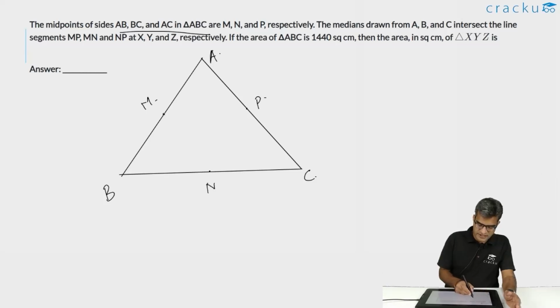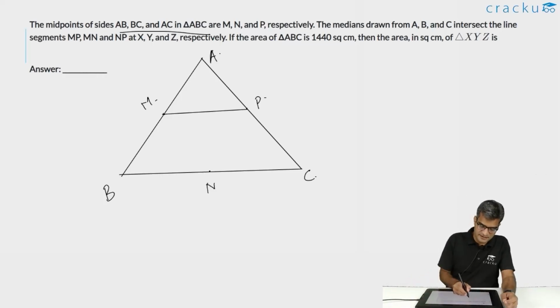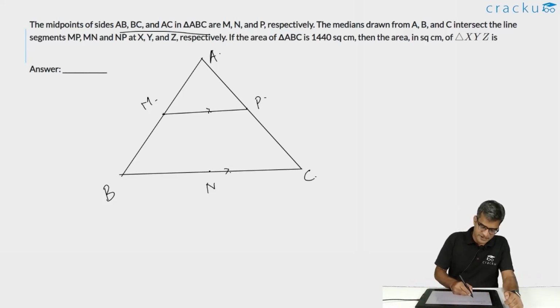So if you are joining M and P, M is the midpoint of AB, P is the midpoint of AC, so MP will be parallel to BC. That is the midpoint theorem. If you are joining the midpoints of any two sides and connecting them, that line will be parallel to the third side. Similarly, if you are joining M and N, the midpoints of two sides, it will be parallel to AC. Similarly, if you are joining N and P, this line again is joining two midpoints, so it will be parallel to the third side, which is AB.